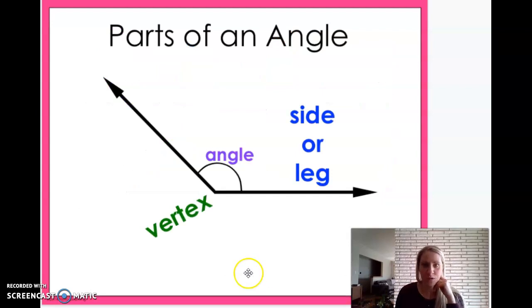So we're going to start here with the parts of an angle. You have your actual angle here. This is what we are going to be getting to and working on measuring eventually. But an angle is formed when two rays, sides, legs, there's lots of different names for them, meet together at a vertex. So you have this side, and this is another side. They meet together at this point, which is a vertex, and then the angle is what is formed when those two legs meet.